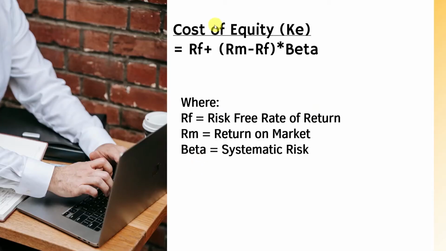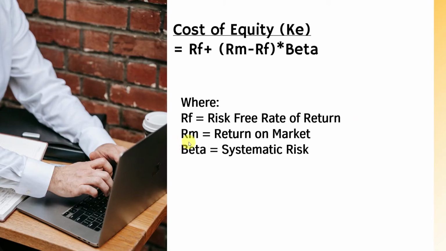For calculating the cost of equity under the capital asset pricing model, the following equation can be used: RF plus (RM minus RF) multiplied by beta, where RF means risk-free rate of return. It means that whenever you invest in certain government treasury securities or government treasury bonds, the return those bonds provide you is known as RF, the risk-free rate of return.